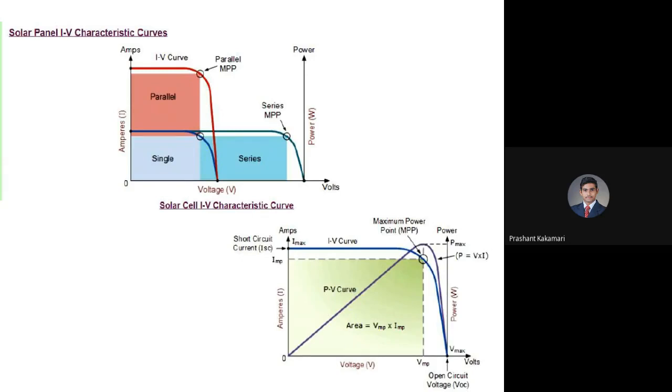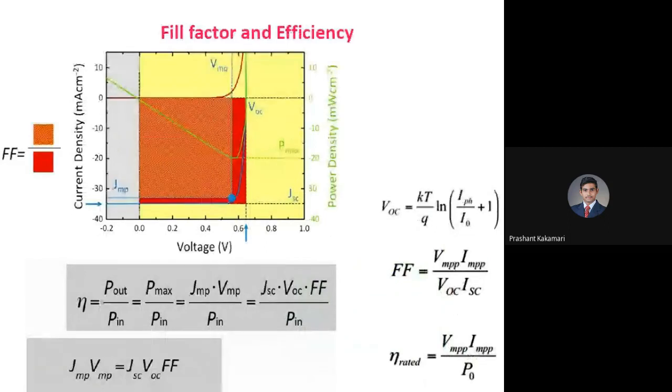And to find out the fill factor, or open circuit voltage and short circuit current, we can use this equation. This is the fill factor equation. That is the product of maximum voltage and maximum current from the solar cell, divided by the product of open circuit voltage and short circuit current.